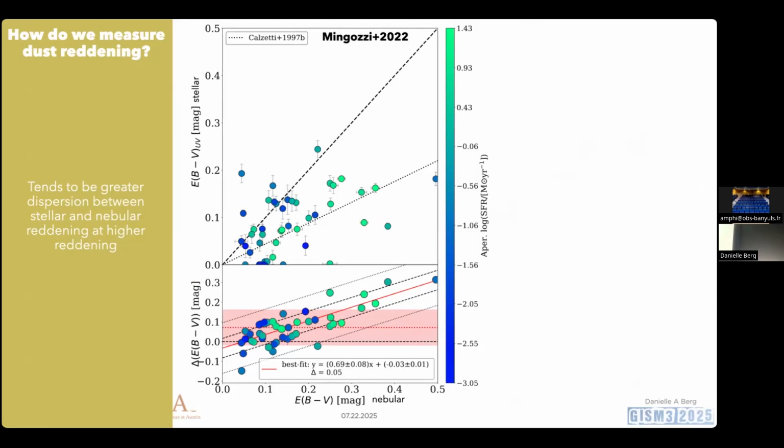And so then she also looked at the change in E(B-V) versus the nebular gas, and it seemed to follow a trend. So there are larger deviations from this at higher attenuation values. And this is something she's still trying to understand, but here she's color-coded by star formation rate, showing a small trend, perhaps. I don't know, it looks pretty scattered to me.